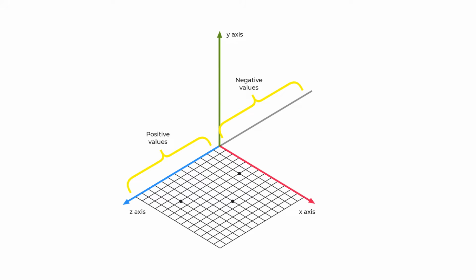The third axis is known as the z-axis, and it represents depth. Going from 0 to the front means negative values, while going backward from 0 means positive values. So again, that's how 3D works in general. It's not something specific to Three.js.